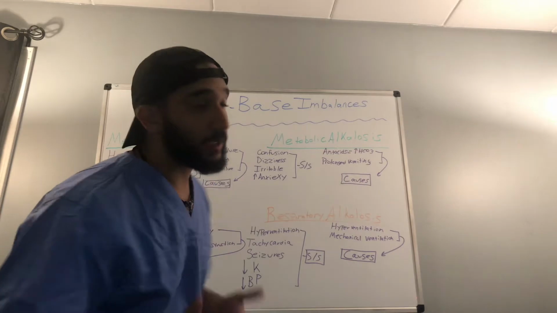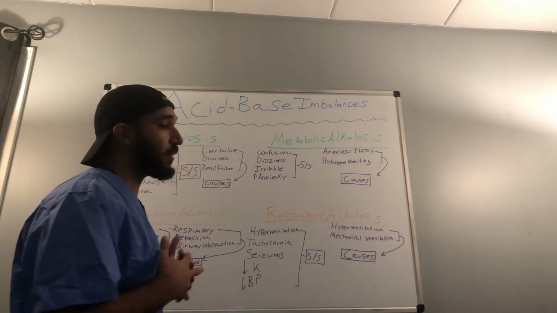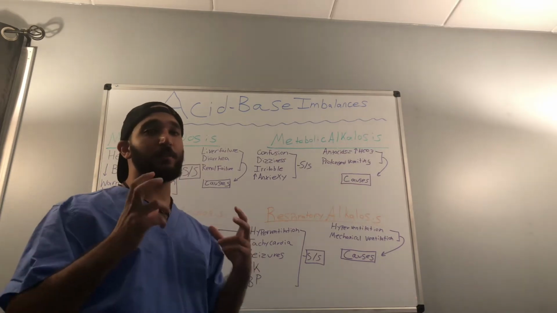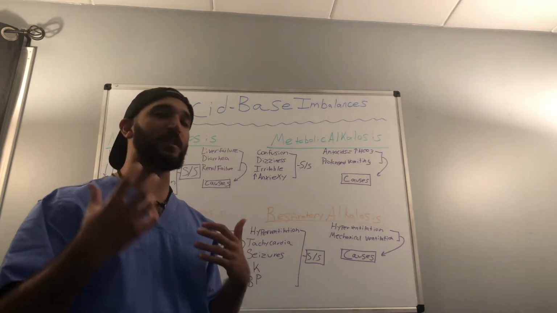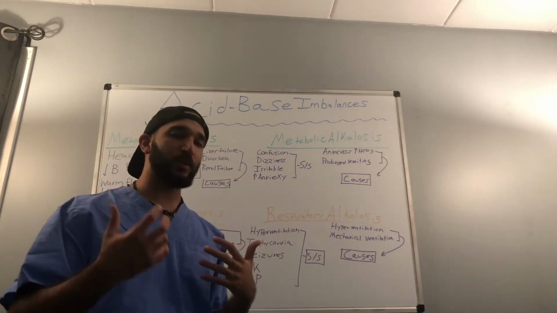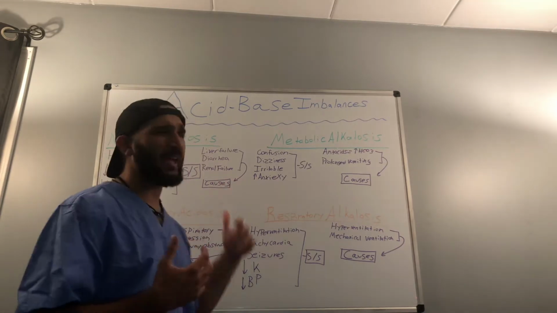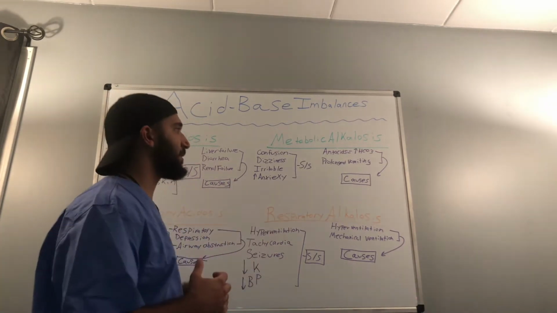How about metabolic alkalosis? Signs and symptoms of metabolic alkalosis, you'll see that the patient will be a little confused. They'll experience some dizziness, some lightheadedness. They'll be pretty irritable and have high anxiety. So look out for those signs and symptoms.